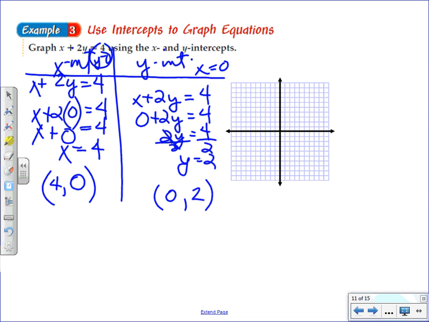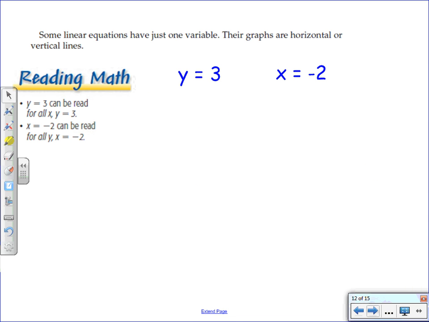So let's graph those 2 points. 4, 0 is our x-intercept, over 4, 0. And our y-intercept is 0, 2. Connect the dots, make your line, put your arrows at the end, and label the line. And the name of this line is x plus 2y equals 4. Well done, guys.